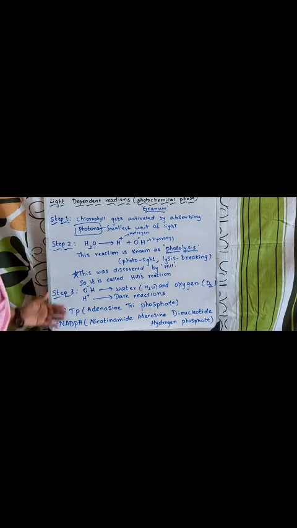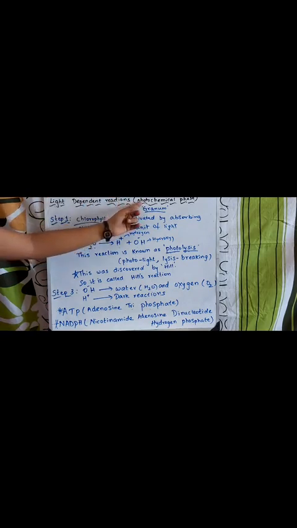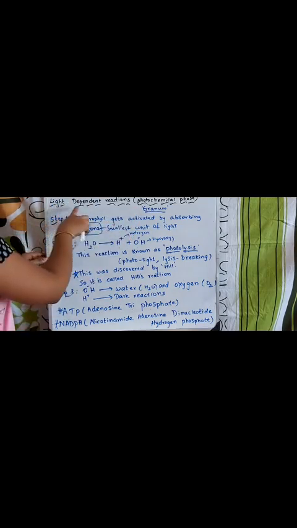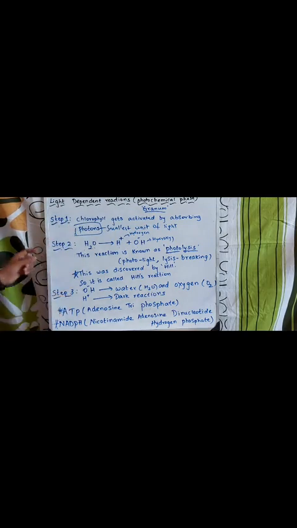Let me repeat what I have taught you now. Light dependent reactions are also known as photochemical phase reactions. These light dependent reactions will take place in the grana of chloroplast. Here in the light dependent reactions there are three steps. In the first step, chlorophyll gets activated by absorbing photons from the light energy. The source of light here is sunlight. Photons means the smallest unit of light.